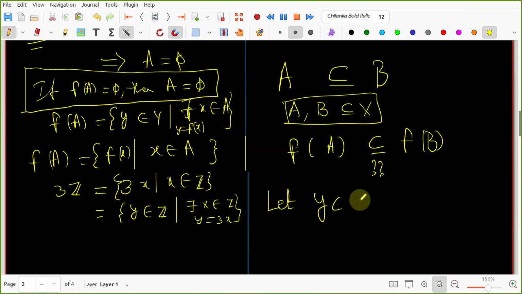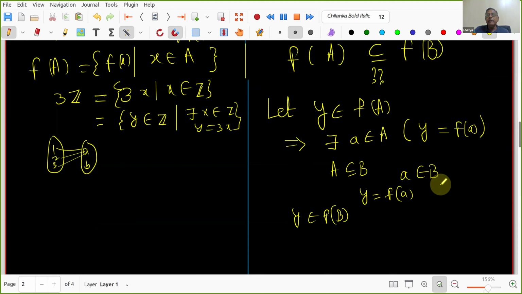Sir, we already know that A is a subset of B, then we can say a also belongs to B. And hence that y is f of a, then it also belongs to f of B. Why is it in f of B? To be in f of B, there is an a in B such that y equals f of a. But that is there because A is a subset of B. Right? Yeah, good. I hope all of you are clear with the proof.